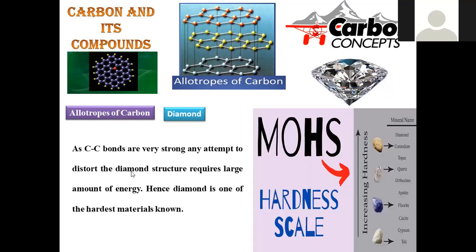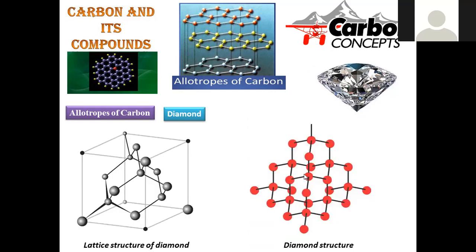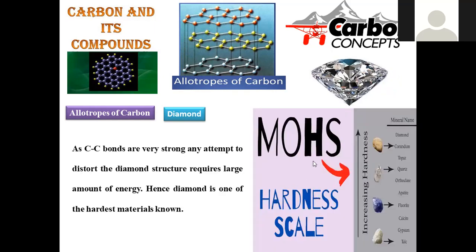Now, as the carbon-carbon bonds are very strong in nature, attempting to distort them in the diamond structure requires a large amount of energy. All the bonds are symmetrical, which imparts strength to the bonds, so a high extent of energy is required to break them. That is the reason why on the Mohs scale of hardness, diamond lies in the position with the highest strength and toughness. So it is one of the hardest materials among the known elements.